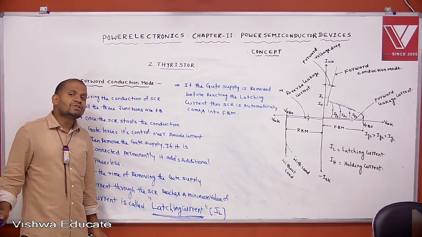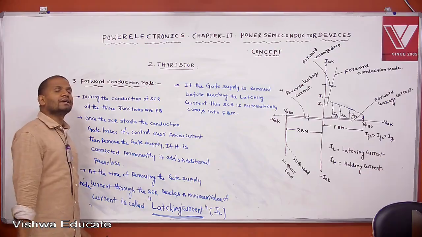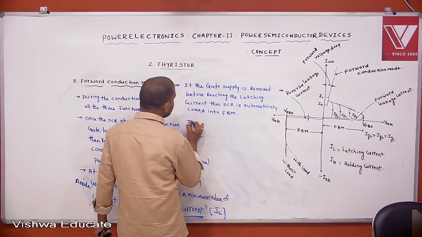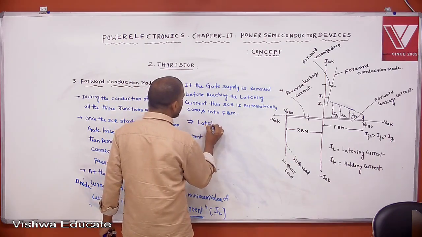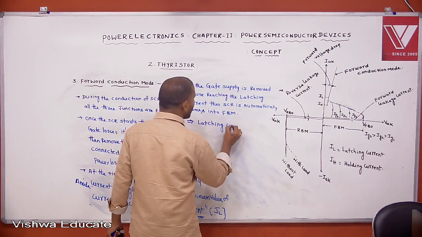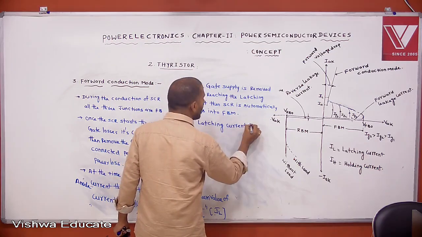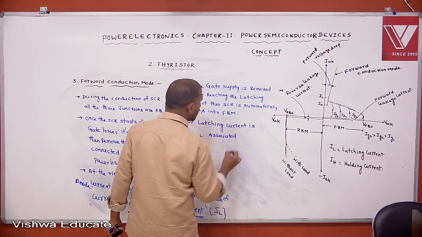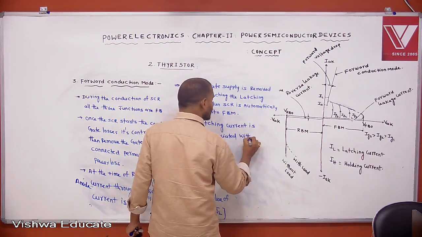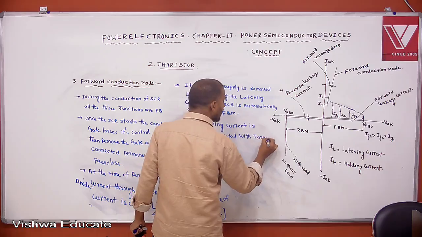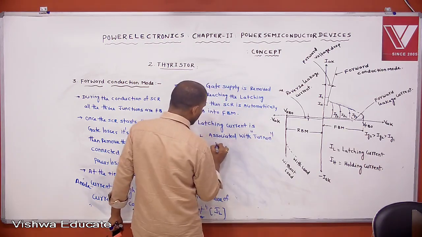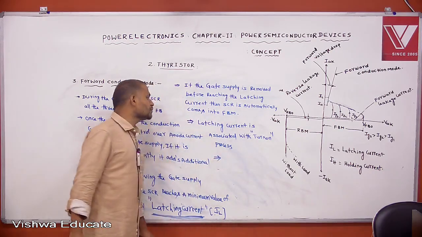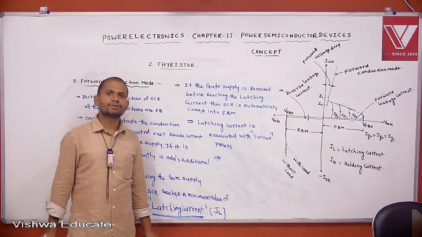If it has not reached the latching current, and the gate is removed before the latching current, then it again comes into forward blocking mode. Therefore, latching current is associated with which process? Latching current, a very important point, is associated with the turn on process. For turn on of SCR, the reference is latching current.